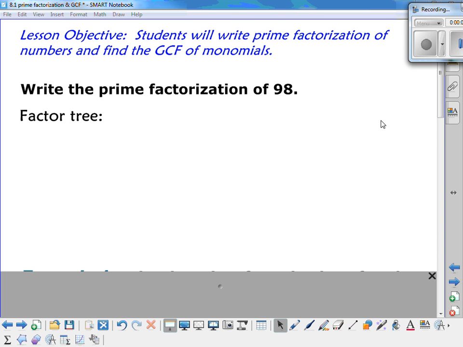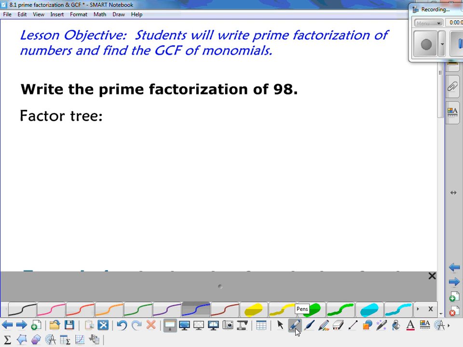All right, so the lesson objective: students will write prime factorization of numbers and find the greatest common factor of monomials. So first we'll review doing prime factorization.